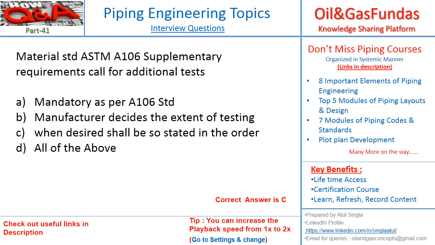So the correct answer is C. When desired shall be so stated in the order. There are many supplementary requirements which are mentioned in ASTM A106, but these have to be executed only when it is stated in the purchase order by the contractor. Once it is stated in the purchase order and agreed by the manufacturer, then only these shall be executed. There are many requirements which are mentioned, but we have to execute only when it is mentioned in the purchase order. So the correct answer is C.